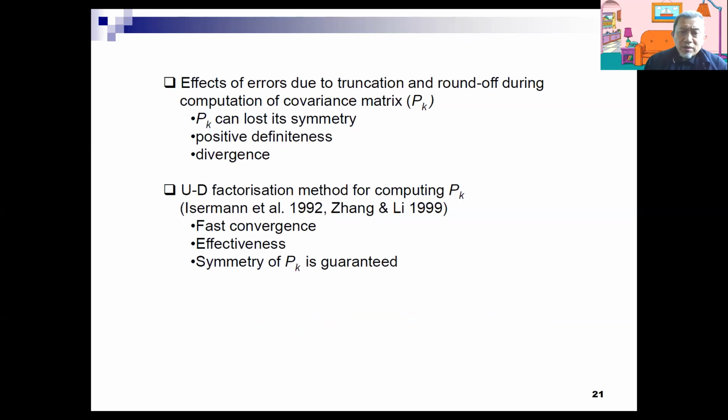This recursive least square needs programming, because the solution is quite long. So we need to do programming in order to do the recursive least square. There are many recursive least square algorithms. You can go to Google and search for a recursive least square estimation program or algorithm. There are a lot of samples there. This method has very fast convergence, is very effective, and the symmetry of PK, the covariance matrix, is guaranteed.